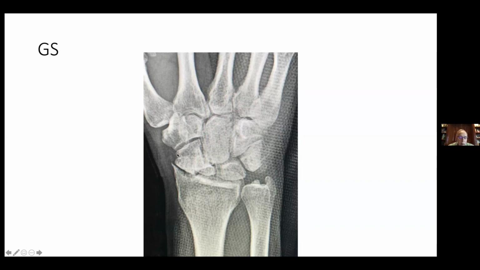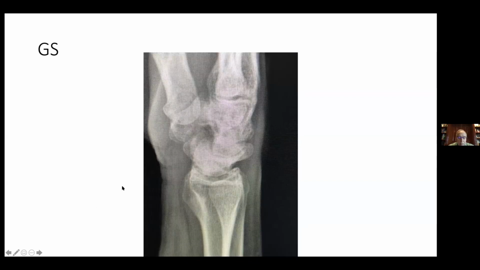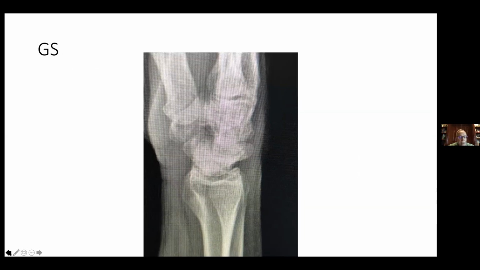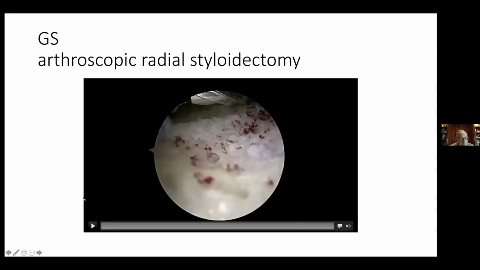So our feeling was this. Let me get back here. Our feeling was the man had a fairly stable non-union, and he didn't want to have anything done with his scaphoid. We were talking about actually fixing it. He was not interested in that. So we went on and did a radial styloidectomy, and we did this arthroscopically.